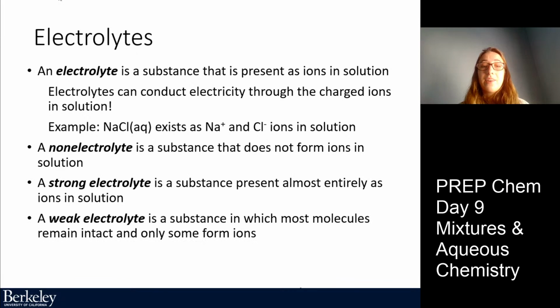Within the class of electrolytes, we can define two more categories. One is a strong electrolyte. This is a substance that is present almost entirely as ions in solution. On the other hand, you can have a weak electrolyte. This is a substance in which most of the molecules remain intact, but there are some ions. So it's sort of the intermediate case between a non-electrolyte and an electrolyte.